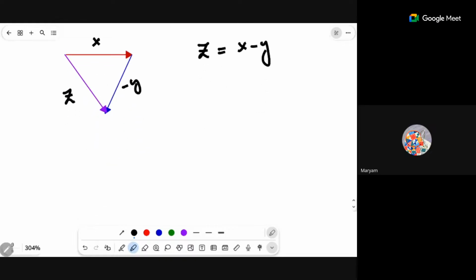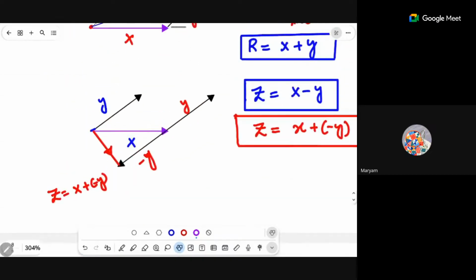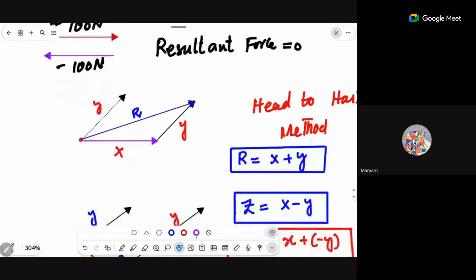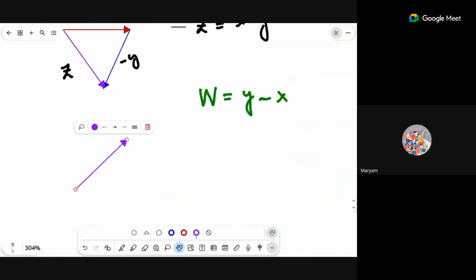Now, if the same equation is asked to you, draw a combination of, let's say, w, which is y minus x. So what will I do? I will keep this y in the original direction. What was the direction of the y? This was the direction of the y, that black one. And I will place negative of x on the head of this y. So this one is the negative of x. You got the point?